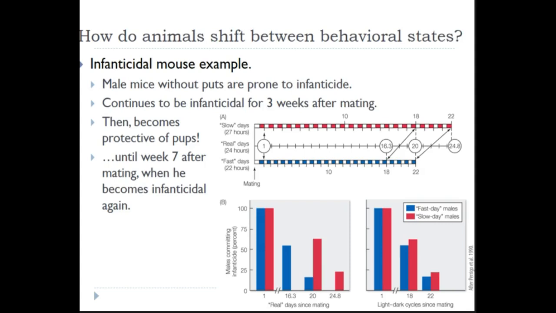First of all, why do you think that might be happening? We could sort of take it from an adaptive standpoint. Like, why would this be an adaptive behavior for these male mice? I'm going to argue that it is. Why would they stop being infanticidal at 3 weeks? What do you think?